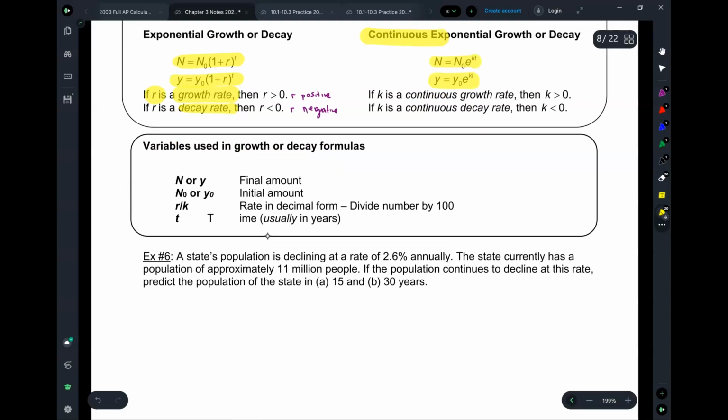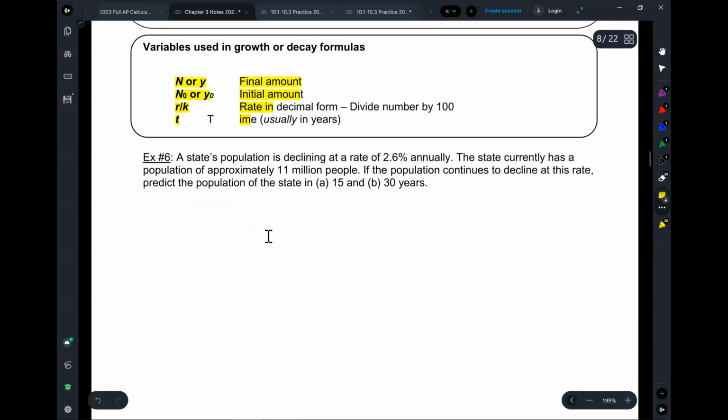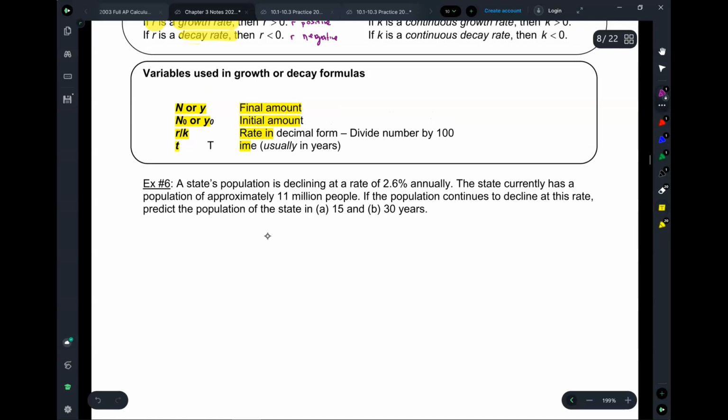So again, here's a little legend. N or Y is the final amount. N naught, Y naught is the initial amount. R or K are the same thing, it's the rate. T is time. All right, so let's do this one, and then we can tackle some more homework problems.